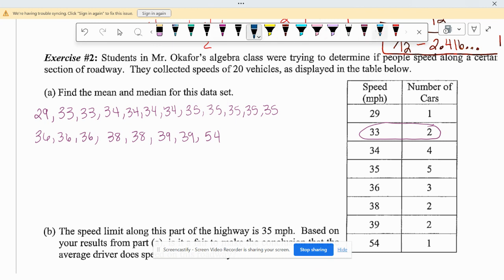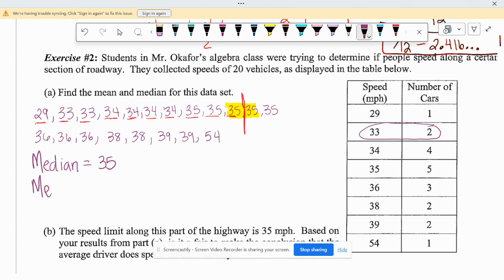So I know that the middle is going to be after the 10th number. 1, 2, 3, 4, 5, 6, 7, 8, 9, 10. So the middle is right here. Remember, if I have an even number of data points, I take the two numbers in the middle and add them together and divide by 2. So basically I'm finding their average. But what is right in between 35 and 35? Yeah. So the median is 35. It's the middle number.